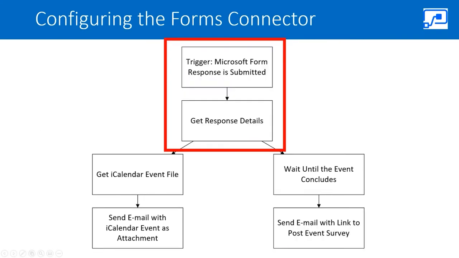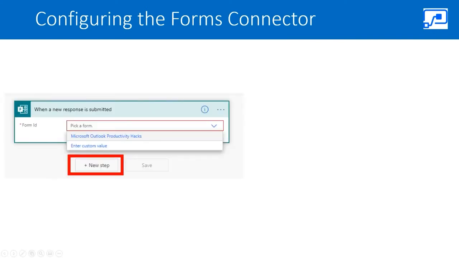First, we will configure the trigger and get the form's response detail. This is the first part of the flowchart we created. The first thing we need to configure in the flow is to specify the form we want to use to trigger the flow to run.